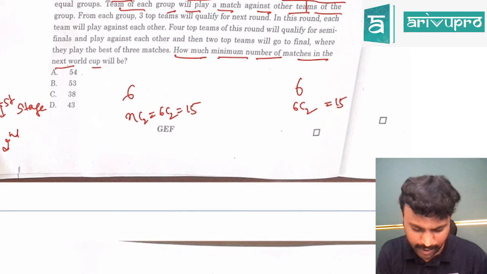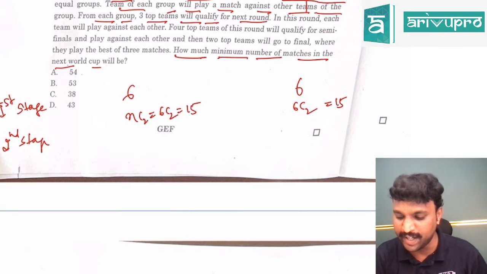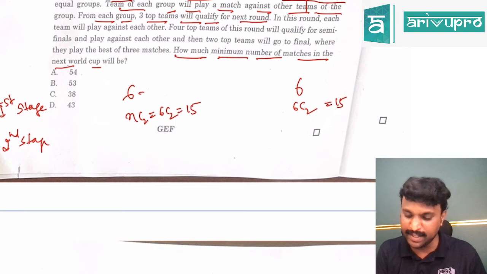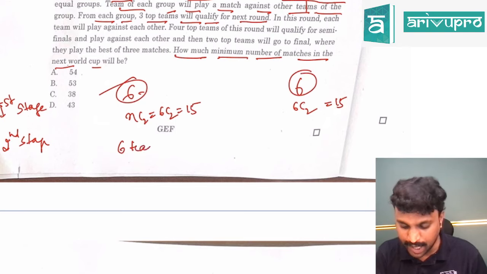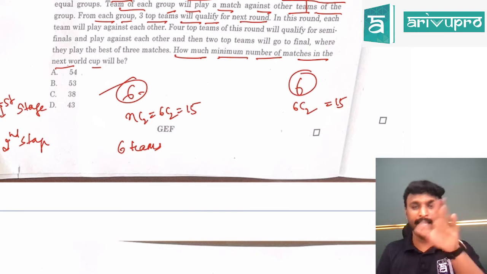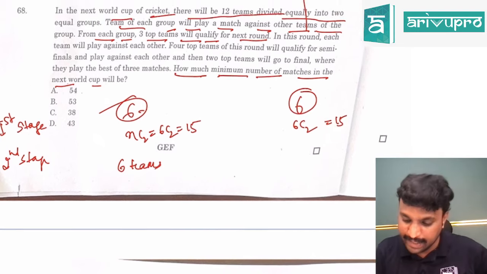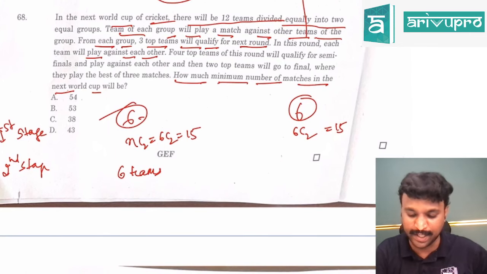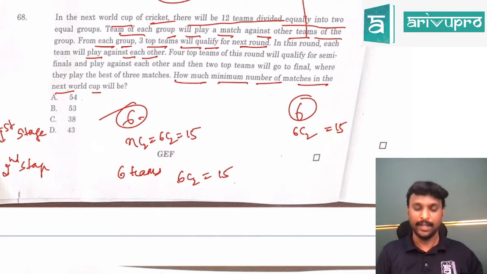Second stage. What is the second stage, guys? They have said, from each group, 3 top teams will qualify for the next round. So 3 from this group and 3 from the second group, 3 plus 3, 6 teams. They have not divided those 6 teams into 2 different groups. It's a single group, and in that second stage, each team will play against each other, 6C2. 6C2 means what? 15 matches. So that is stage 2.